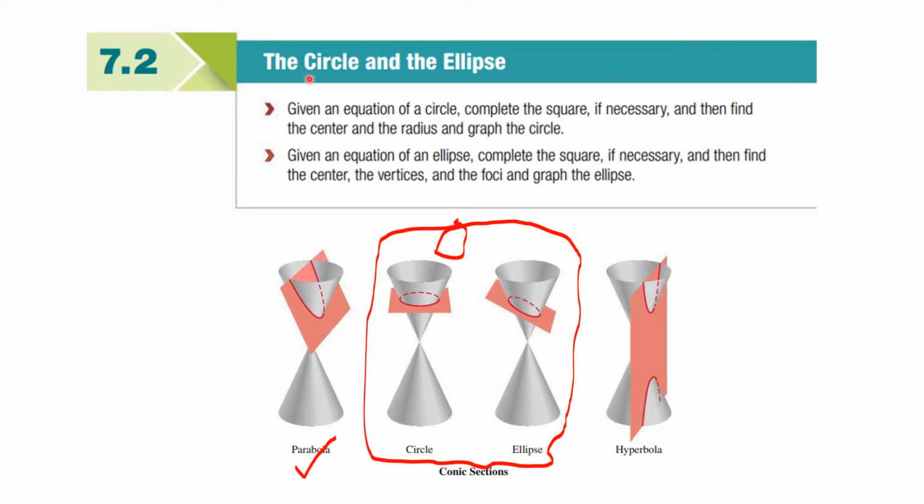In section 7.2, we talk about the circle and the ellipse. These are the learning objectives. As you recall, in section 7.1, we talked about the parabolas, and today we're going to talk about the circle and the ellipse. The circle and the ellipse really are one and the same because a circle is a special kind of ellipse. Here, the plane intersecting the cone is parallel to the bases.